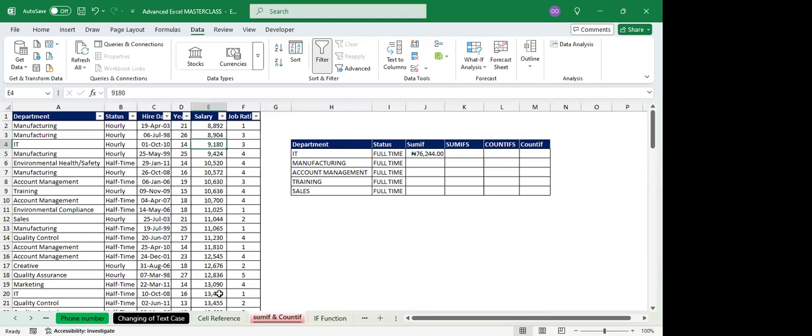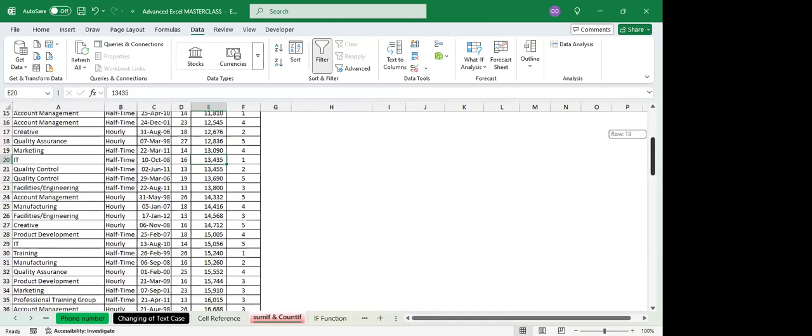Let's look for the next one. Add it to this one. Add 9,180 to 13,435. It's going to give us 21,615 or thereabout. Let's look for the next IT. This is the next IT. Add 21,615 to this, right? That's about, maybe add 15 to the 21. That's about 46,000. You know, something like that.